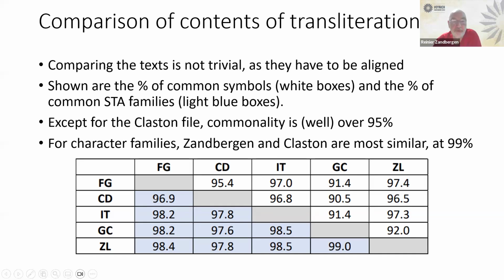Now in light blue, we see the case where the characters may be different, but at least they are in the same family, so the same sta family. And here we see that the correspondence is very high, it's in the high 90s. And in fact, the highest number of all is between Zandbergen and Claston transliterations, which are completely different, completely independent, but at least they coincide most closely. The reason why the Claston transliteration is so different is because it distinguishes between many more different forms of characters that in most other cases, by most other people, were considered one and the same.